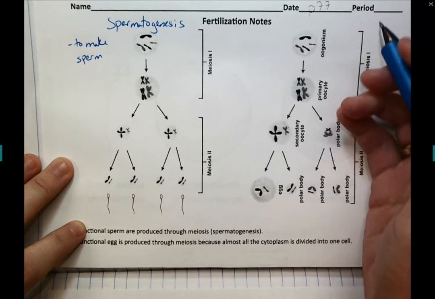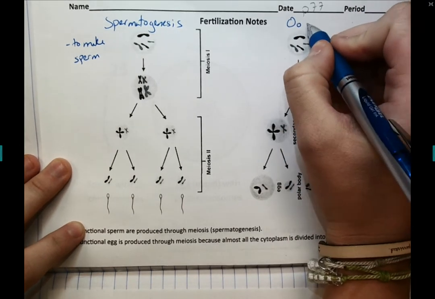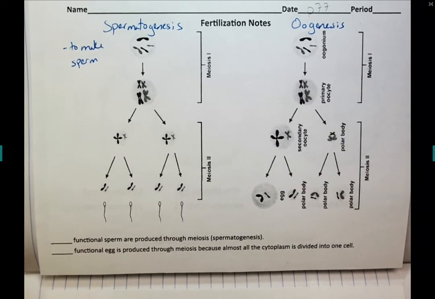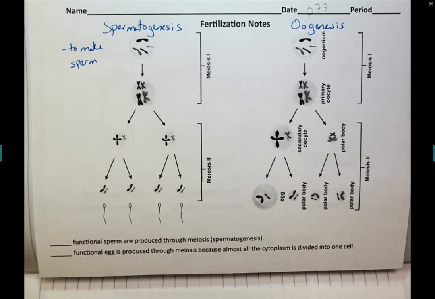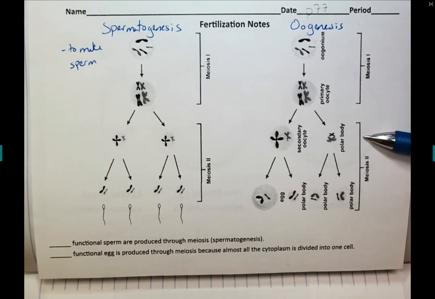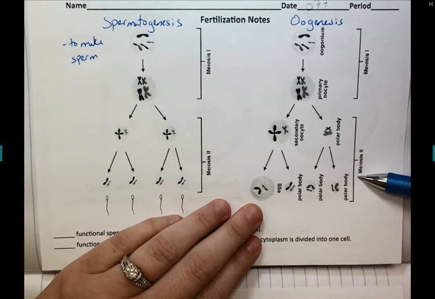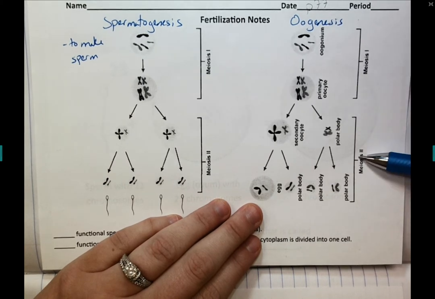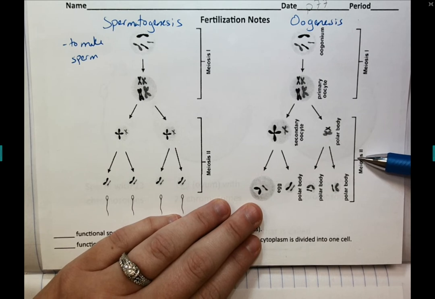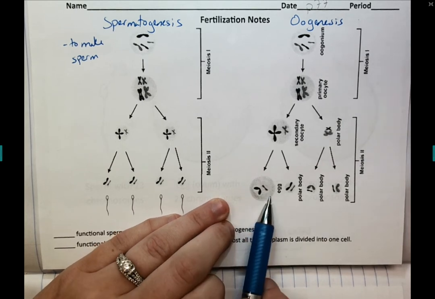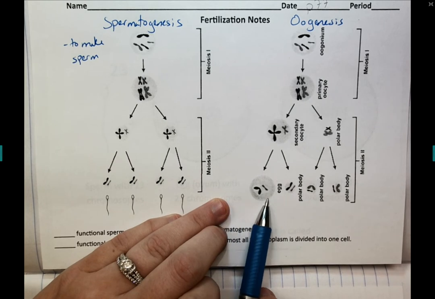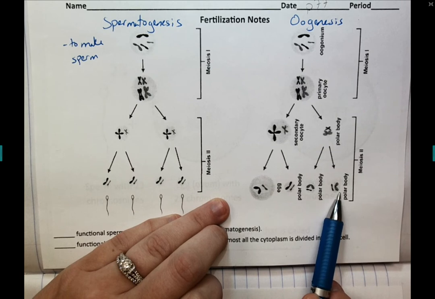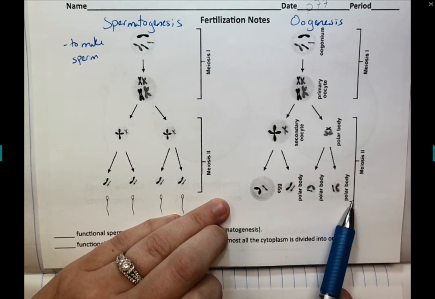Over here on the right-hand side, we have what's called oogenesis. This is going to be meiosis that creates eggs. So for females, meiosis 1, meiosis 2. But notice that when the cells are dividing during meiosis 1 and meiosis 2, the cytoplasm does not divide evenly, producing one giant cell, right, the egg, and then 3 tiny cells that are called polar bodies.